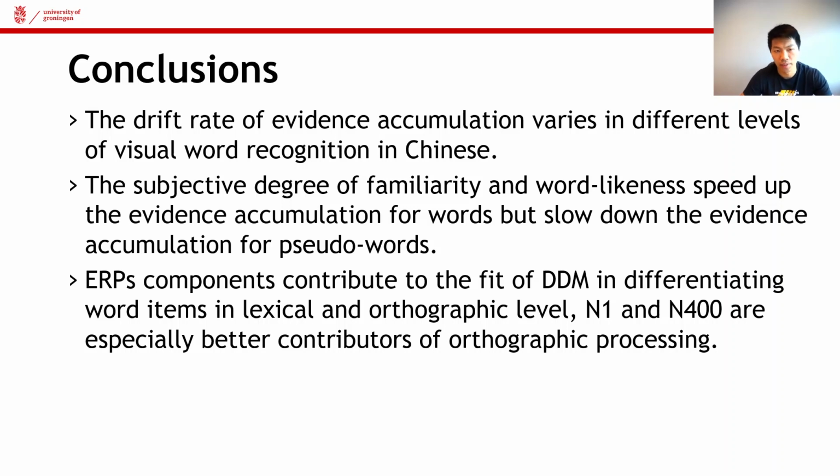And secondly, the subjective degree of familiarity and word likeness can speed up the evidence accumulation for words, but it slows down the evidence accumulation for pseudo-words. And lastly, the ERP components contribute to the fit of the DDM in differentiating word items at the lexical and orthographic level, and the N1 and N400 are especially contributors to the orthographic processing.